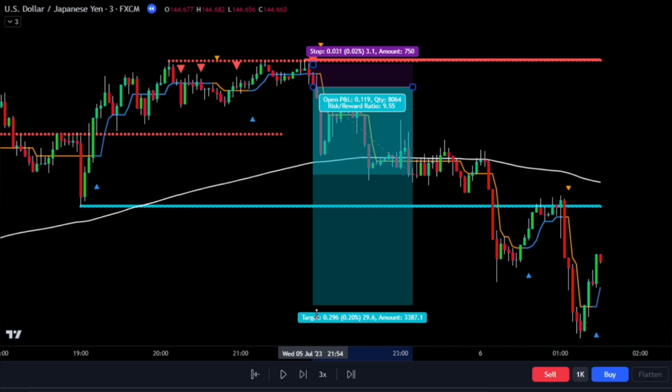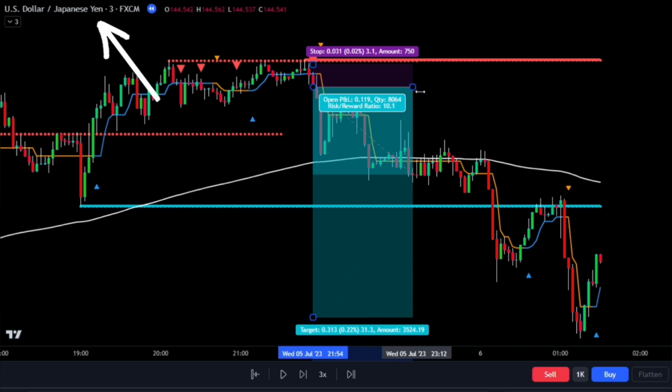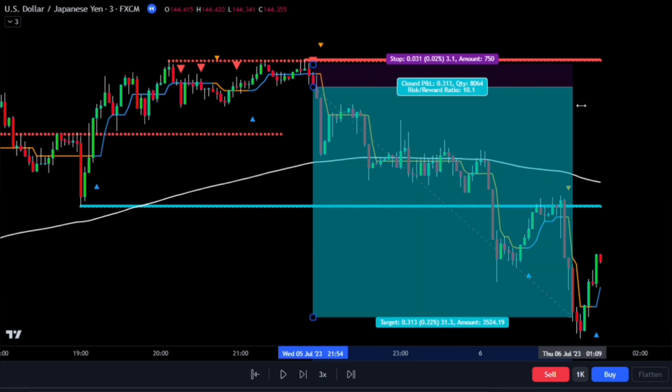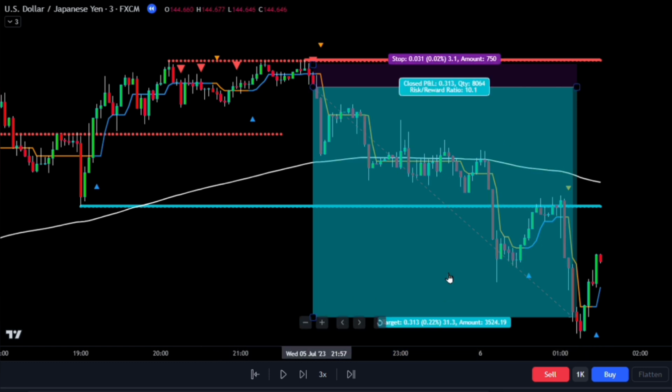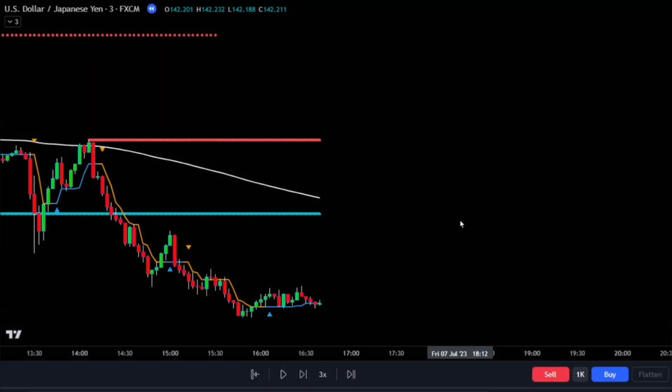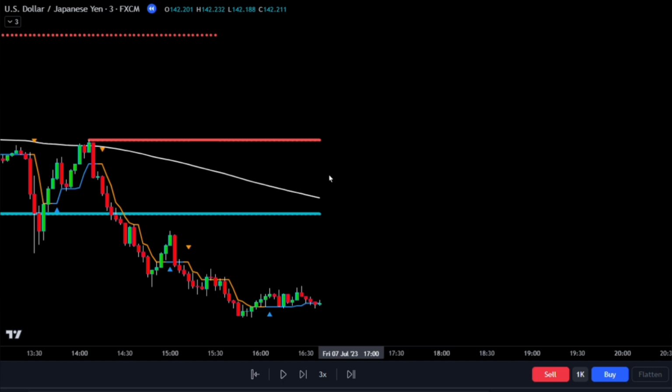So, I'll be using the USD JPY in the 3-minute time frame, but you can try out this strategy on other forex pairs as well. Now, for a buy signal to be valid, first, we need to see price action below the 200 moving average, as this shows that price is in a downward trend.